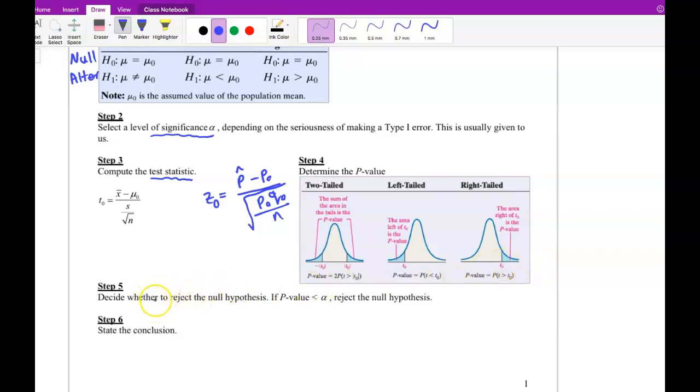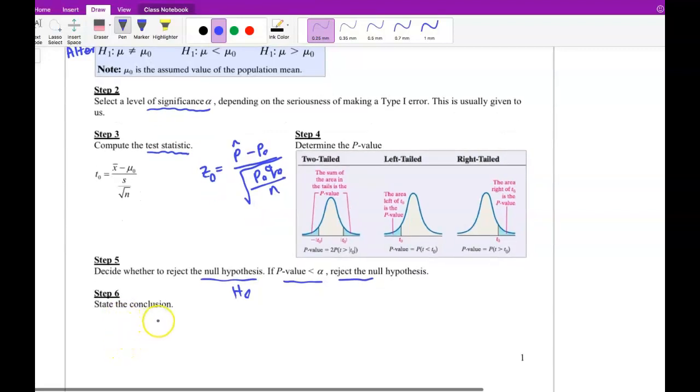Then step 5, we want to see if we should reject the null hypothesis, and that is when the p-value is less than alpha. This alpha is the significance level. If the p-value is less than alpha, what that means is we should reject the null hypothesis. Step 6, stating our conclusion.